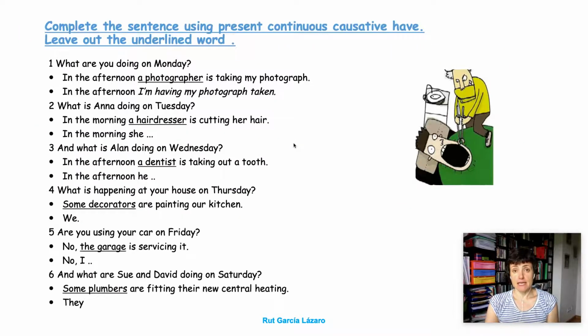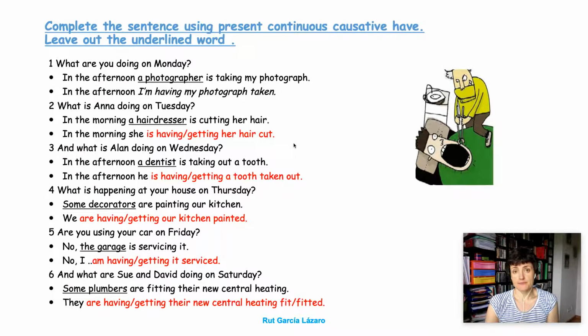One more activity, and now all the verbs are going to be in present continuous. And you have to omit the highlighted word, the professional, because it's obvious. Of course, it's going to be the dentist who fixes your mouth, or the garage is where you leave your car to be fixed. And there you are, all the answers.